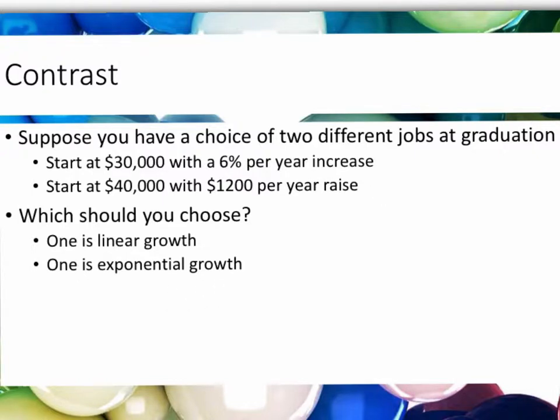Out of these situations, let's label the first one as 1 and the second one as 2. Which one do you think is linear growth? And which one do you think is exponential growth? Take a minute and try to decide. Remember that linear growth is going to have a constant rate of change, and the exponential growth is going to have a rate that changes over time.